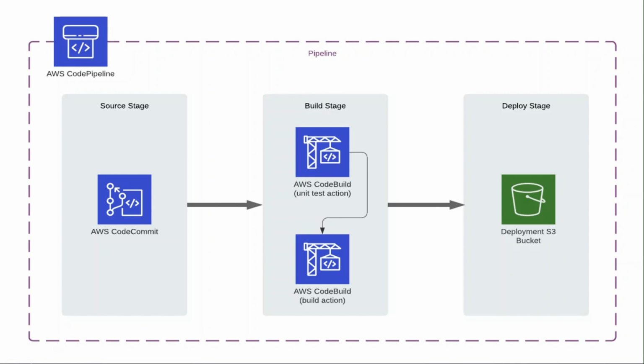Let's break down this image. AWS Code Pipeline is like an assembly line for your code. First, the source stage grabs your code from AWS CodeCommit, a secure storage. When you push updates, Code Pipeline detects it. Next, in the build stage, AWS CodeBuild checks your code with unit tests, then compiles it for deployment. Finally, the deploy stage stores and deploys your app using an S3 bucket. Everything happens automatically from code to deployment. No manual steps needed.